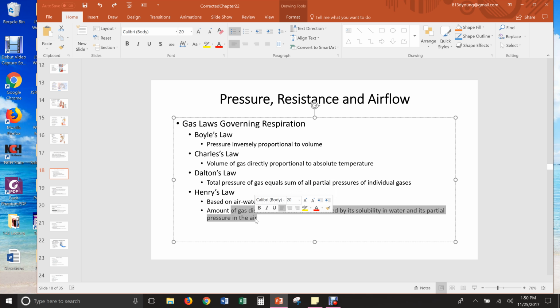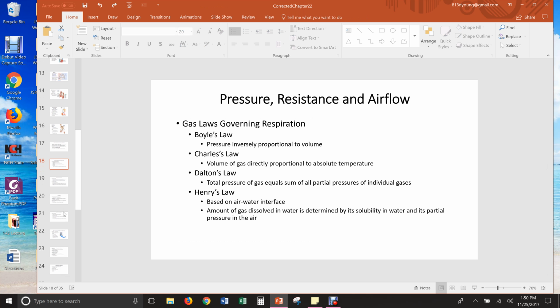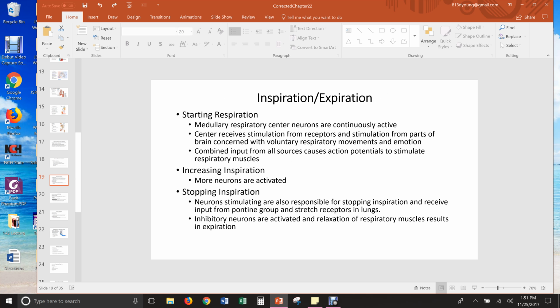Henry's law is important because this is what applies at the respiratory membrane, the area where we are going to see the exchange of the gases, of the carbon dioxide and the oxygen. So that's going to have a lot to do with factors on respiration.